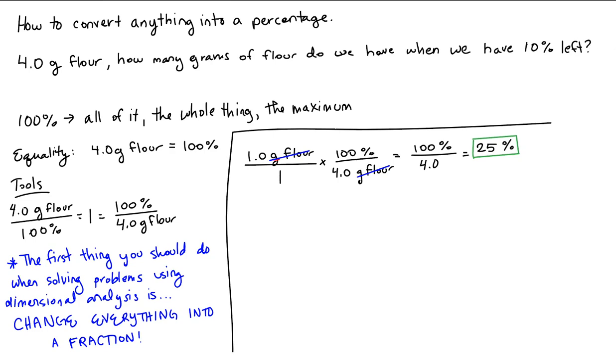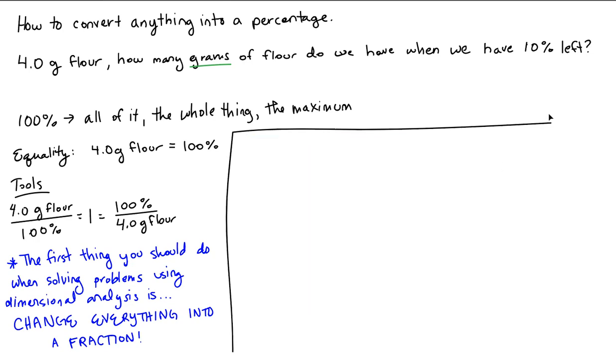So what is the question asking for? It's asking for how many grams of flour, right? And so let me just get rid of this problem here because we're finished with that. We're working on something new now. And so the first thing we'll need to do now is we're still using the same equality, right? We still have the same starting amount of flour. So our equality of 4.0 grams of flour equals 100%. That's still good. Let's leave that how it is. What we know now is that we have 10% left. So again, I'm just going to start my problem by writing down what I have, 10%.